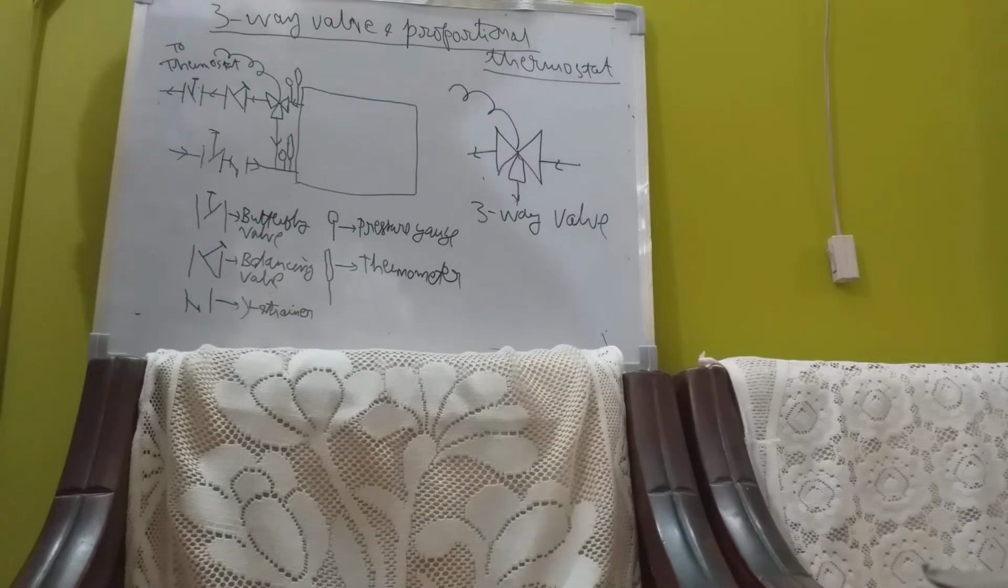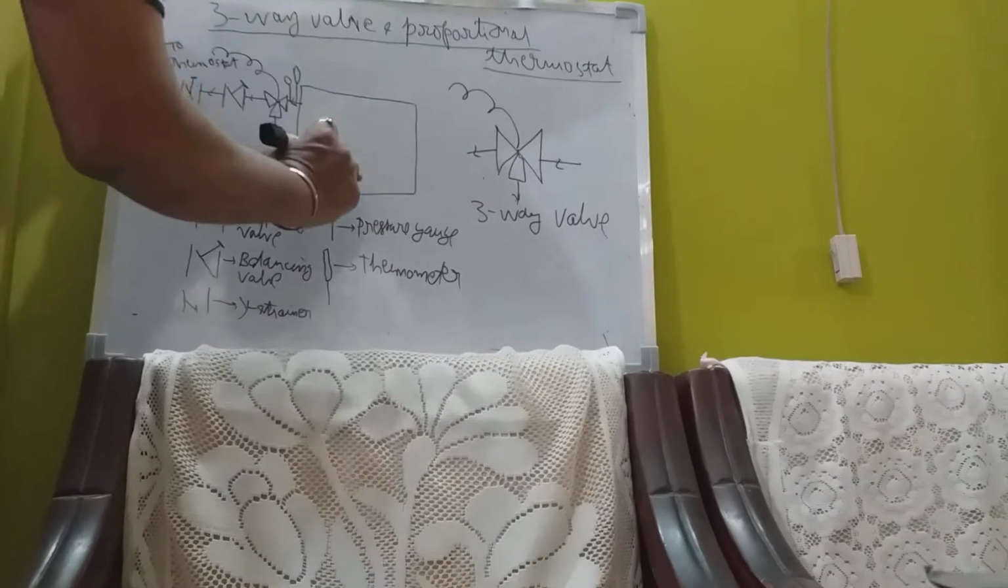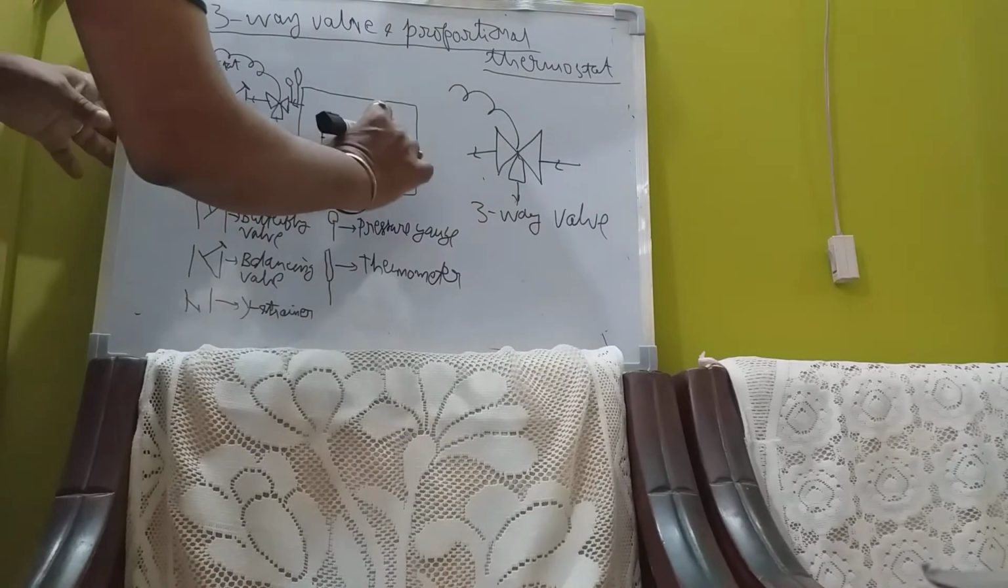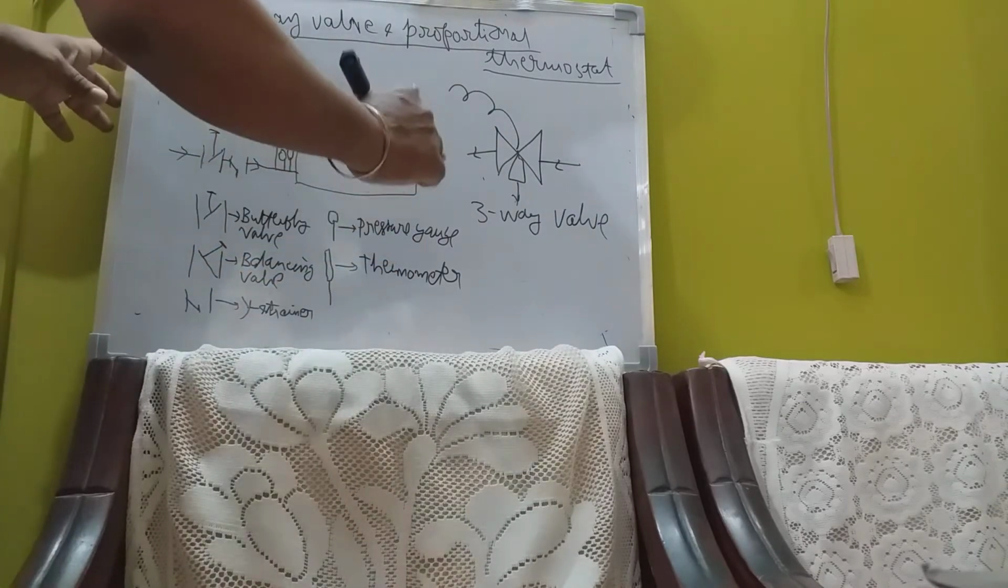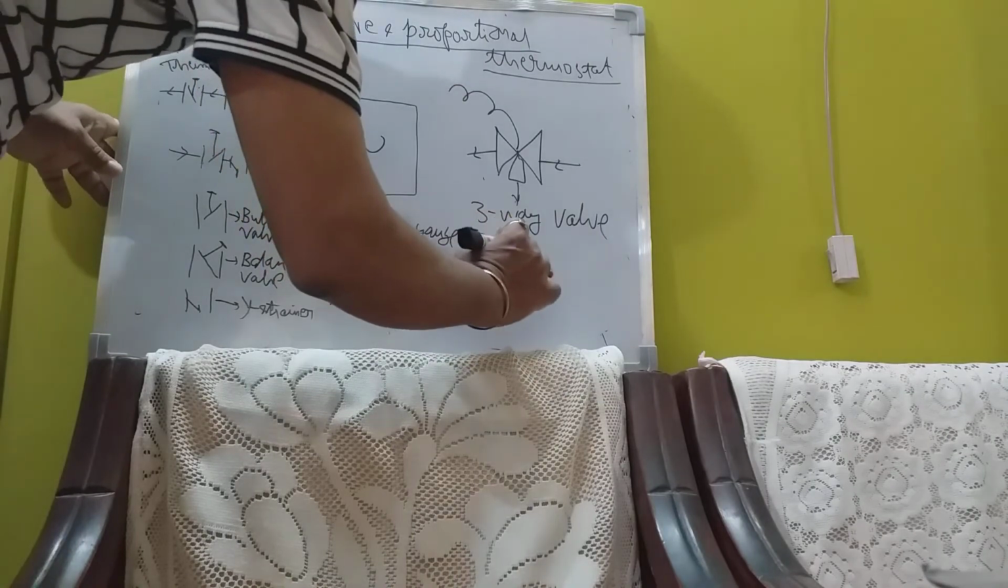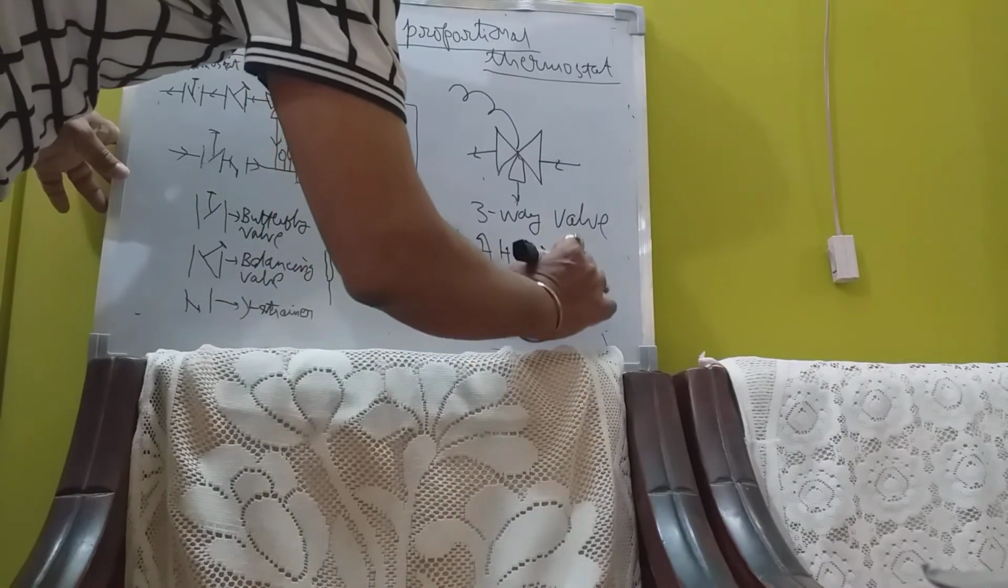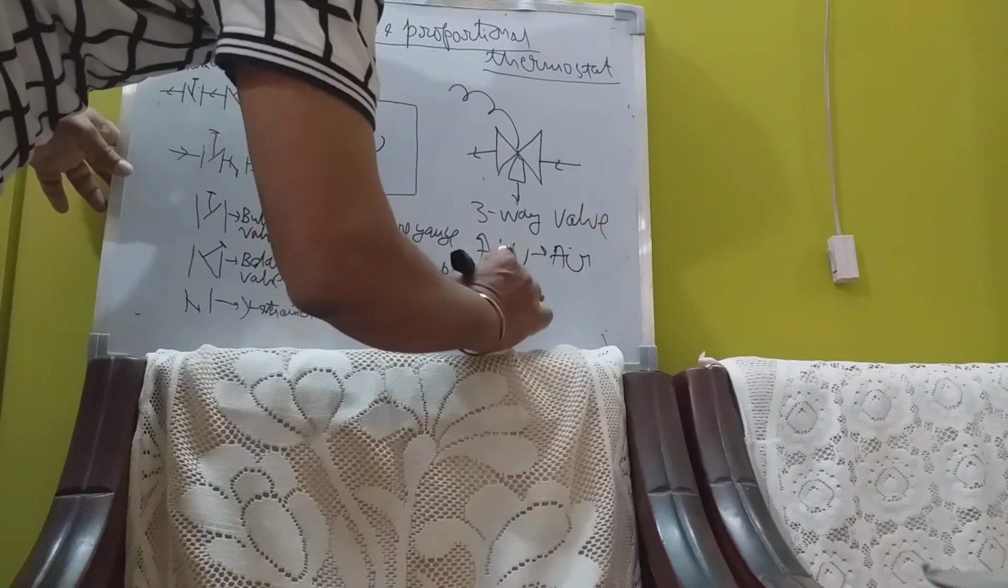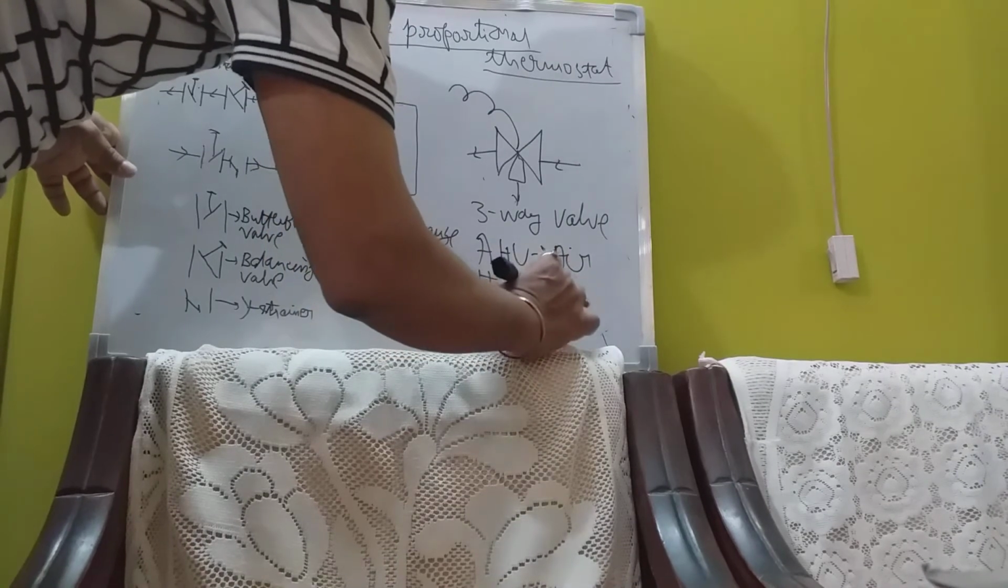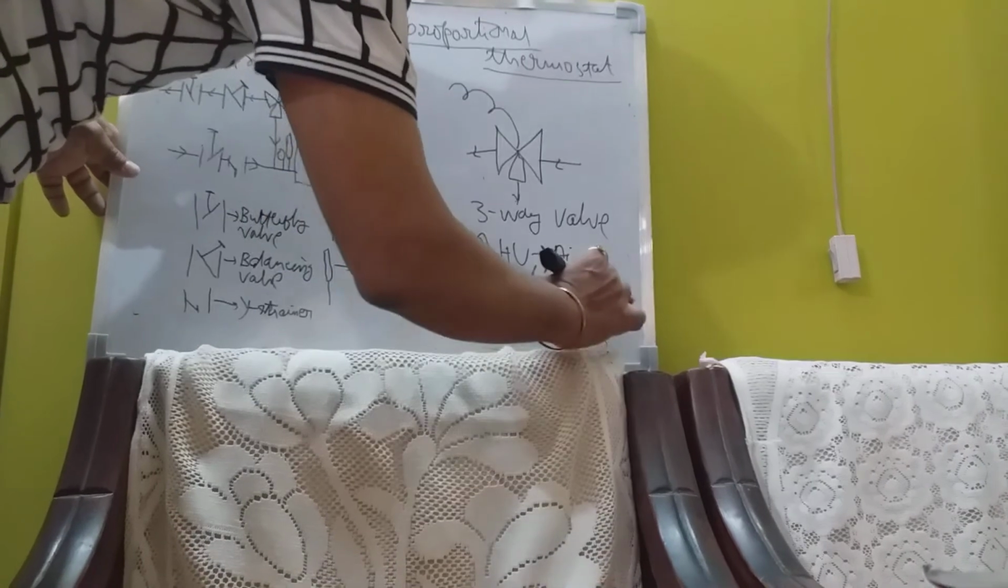I am talking about three-way valve and proportional thermostat. The camera was a little mismatched. Now I have fixed the camera again, focusing on the whiteboard. This is the air handling unit, AHU. AHU is defined as air handling unit.